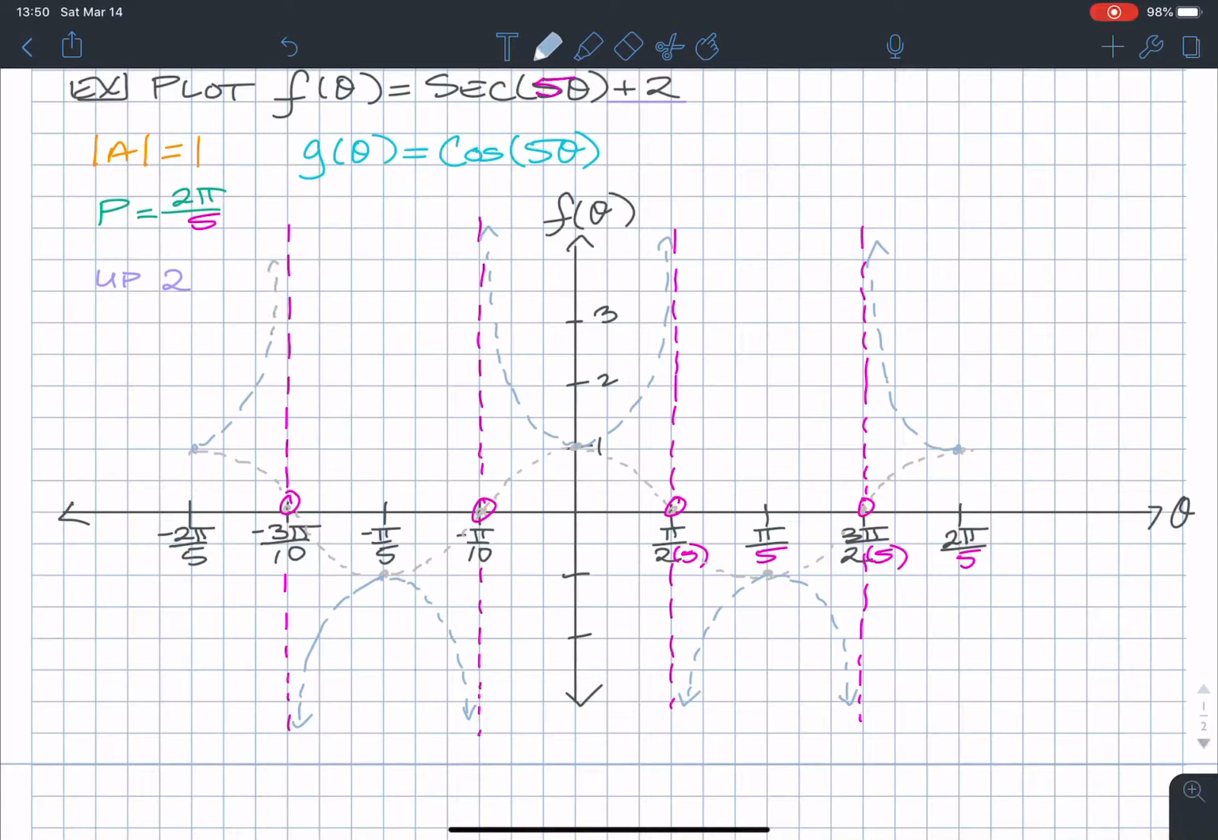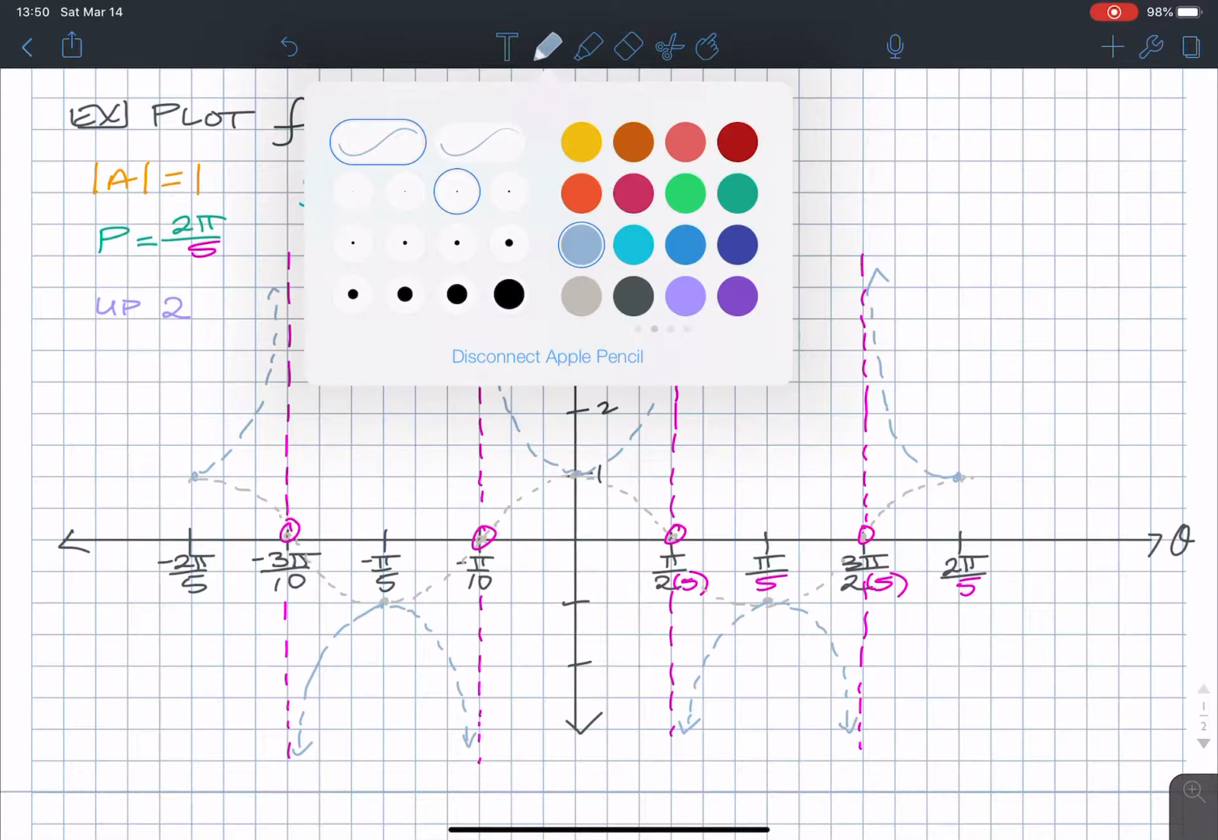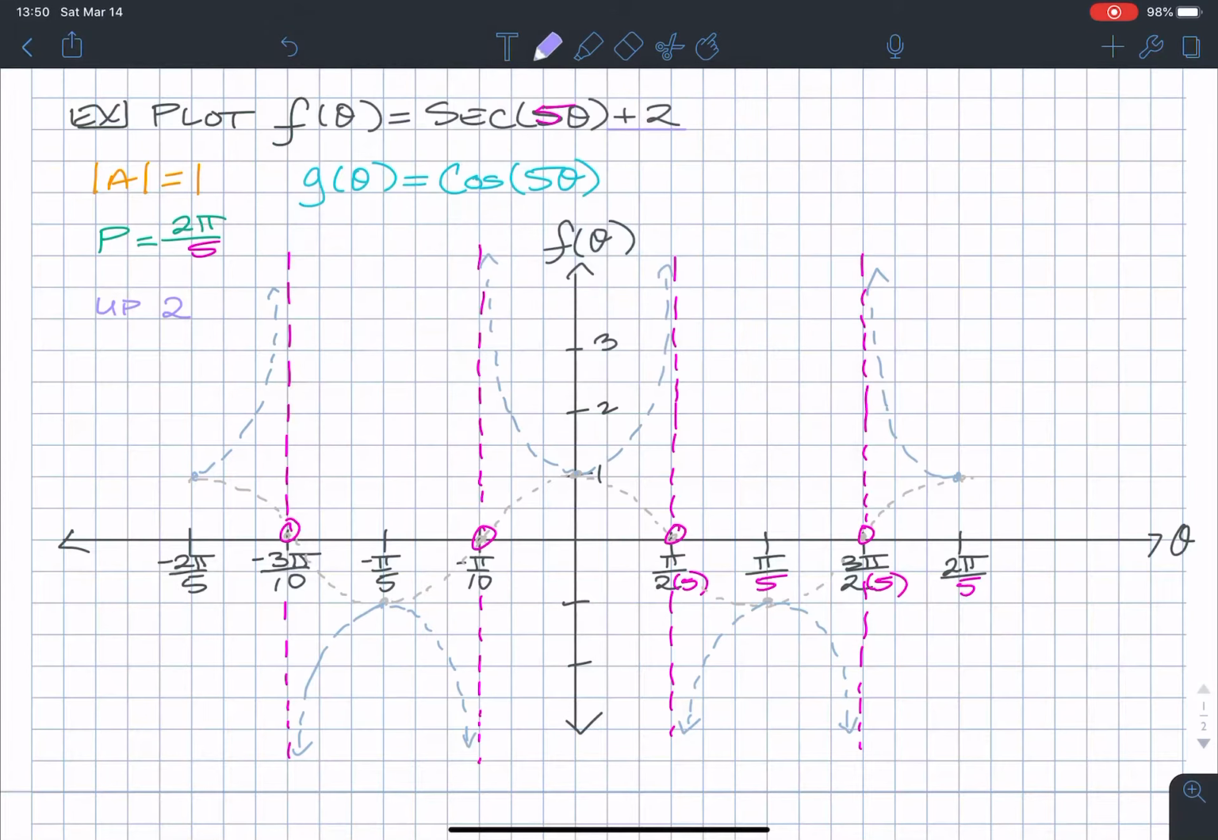However, I'm shifting this graph up. Sorry, did I say cosecant? I meant secant. So I'm shifting this graph up 2 units, right? Because of this plus 2. So therefore, each of these points, say the point at 1 all the way to the left here, gets shifted up 2 units to 3. The point down here at -1 will go up 2 units to 1.